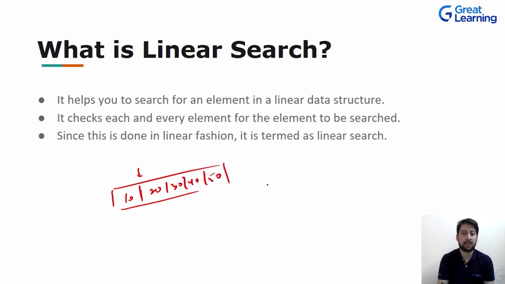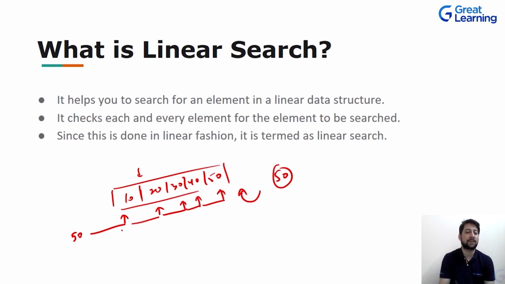Now if we are trying to search for the element 50 inside this array, linear search works by checking each and every element in the array. Let's take this example, 50. We check: is 10 equal to 50? No. Is 20 equal to 50? No. Is 30 equal to 50? Is 40 equal to 50? Is this equal to 50? Yes. So here we were able to do a linear search.